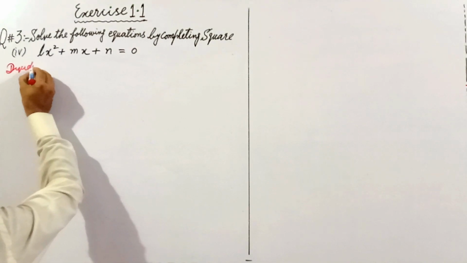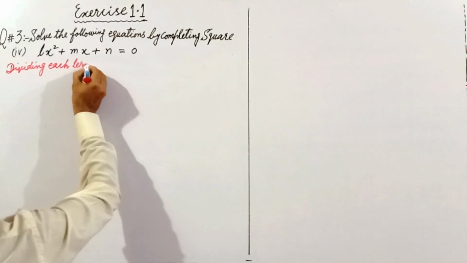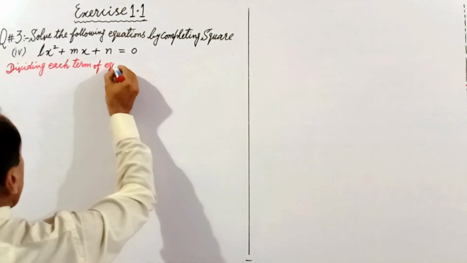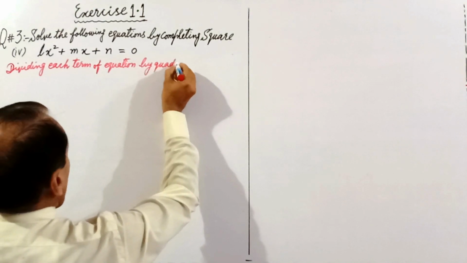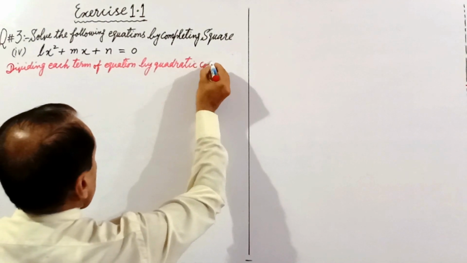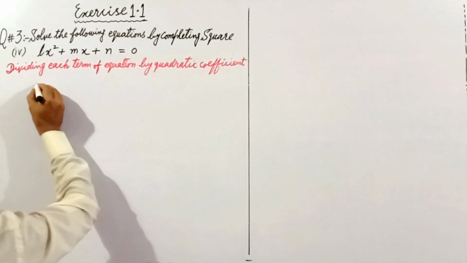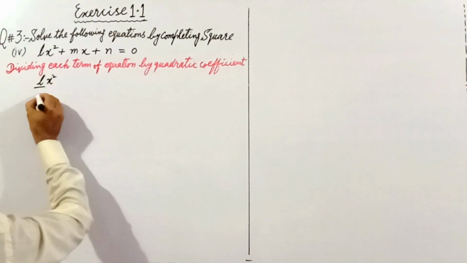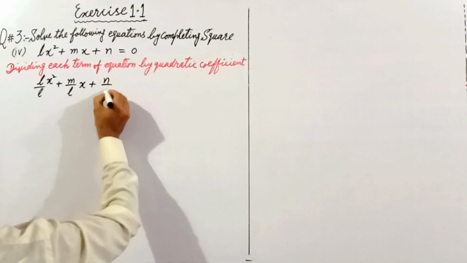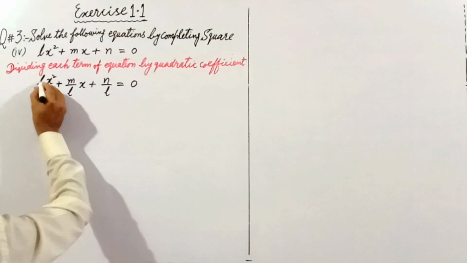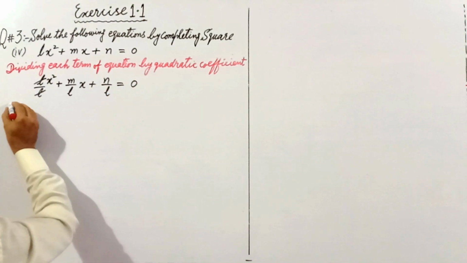Dividing each term of the equation by the quadratic coefficient, we have l x square divided by l plus m over l x plus n over l is equal to 0. l is cancelled by l, and we take this constant term to the right hand side in the next step.